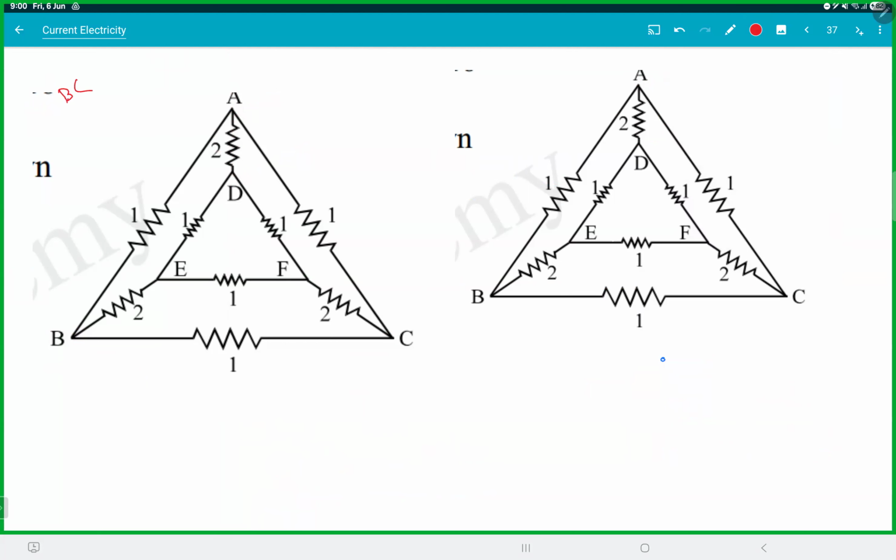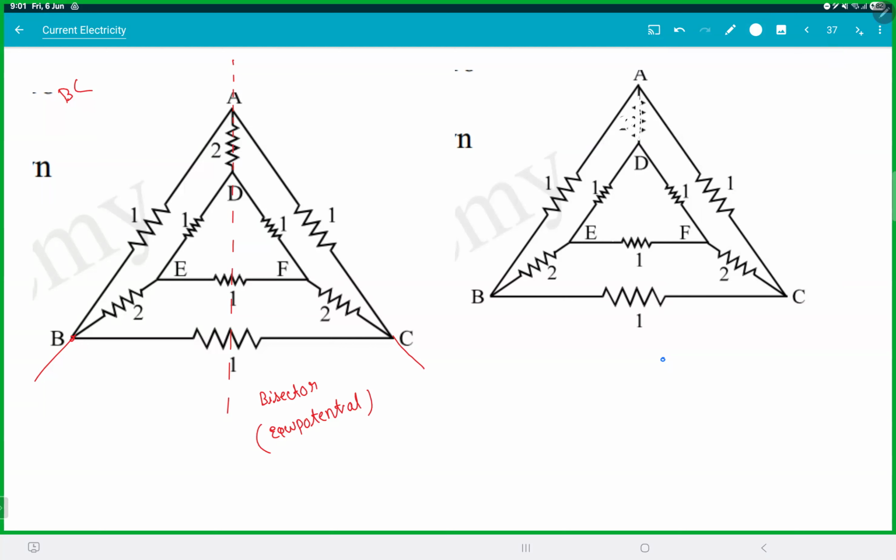So when you do for B and C, this is your line of symmetry. This is your bisector. So what happens on a bisector symmetry? It is equipotential. That means any resistor between these terminals can be removed. That means you can remove A and D.